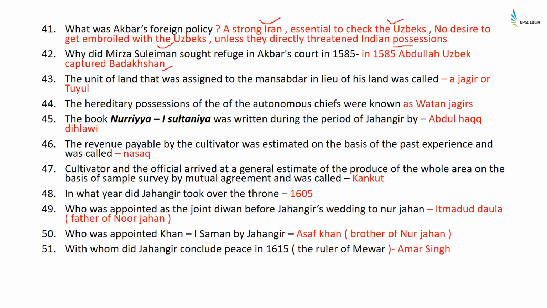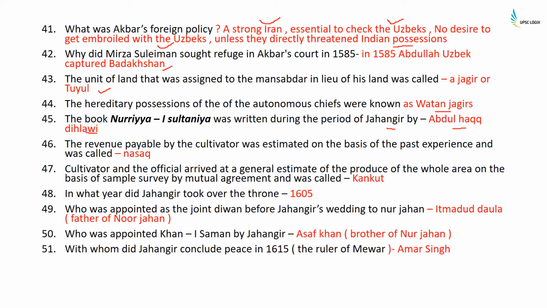The unit of land that was assigned to the Mansabdar in lieu of his salary was called a Jagir or Tuyul. The hereditary possessions of the autonomous chiefs were known as Watan Jagirs. The book Nuriya-e-Sultaniya was written during the period of Jahangir by Abdul Haq Dehlavi.